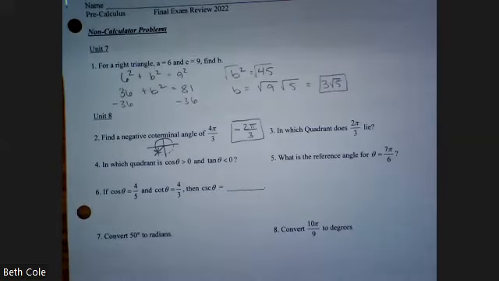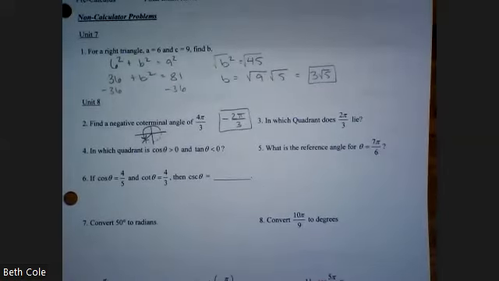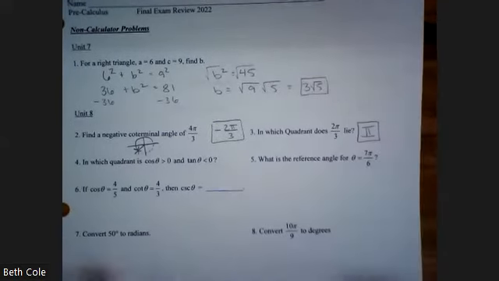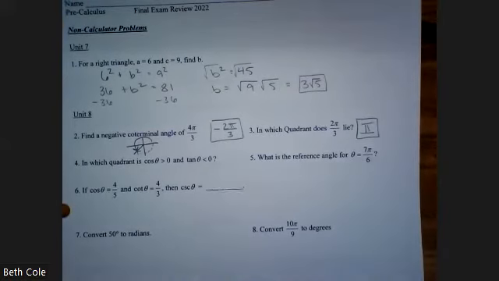All right, number 3, what quadrant is 2 pi over 3 in? Quadrant 2, that's it.